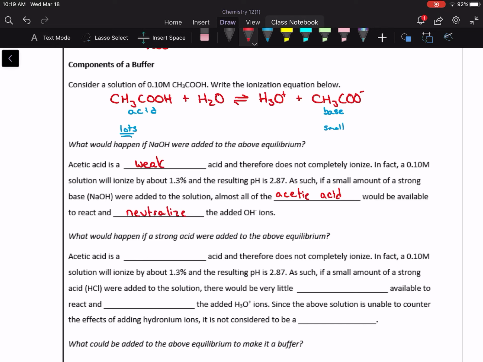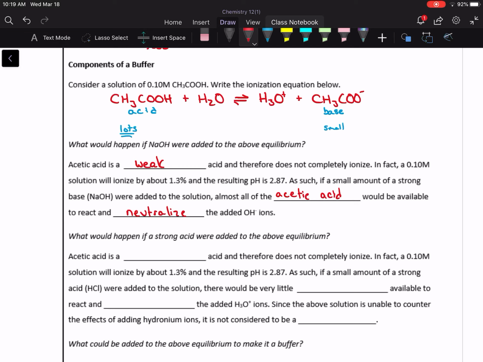Now, if I were to do the same thing and add a strong acid, well, I don't have very much acetate ion available to neutralize the added hydrochloric acid. And so this is not considered to be a buffer because I'm not able to neutralize the addition of acid or base equally. And that is due to the difference in the amount of acetic acid and acetate ions that I have.